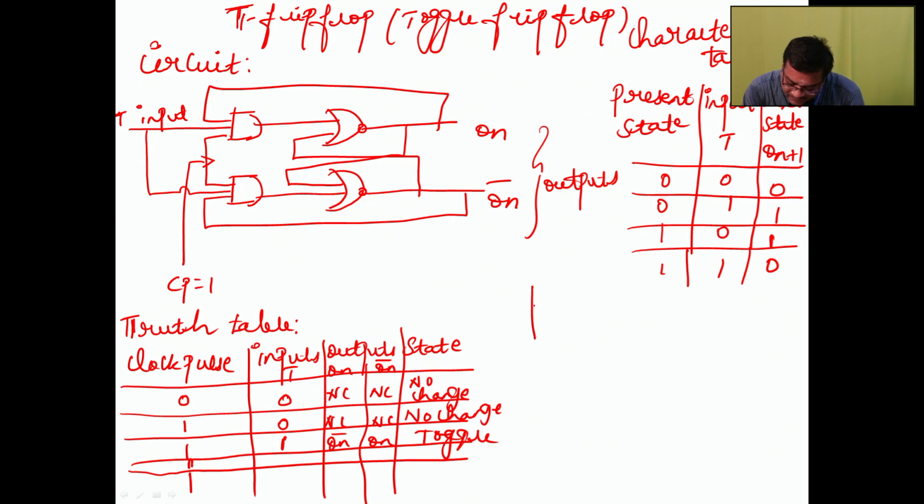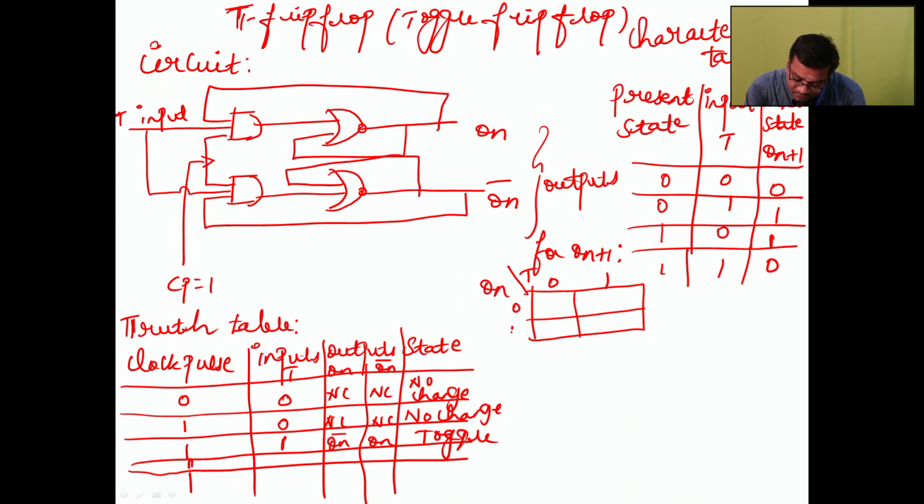So what is the characteristic equation we will get for Qn plus 1? For Qn plus 1, Qn and T, cells 0, 1, 2 and 3: for 0 0, the output is 0; 0 1, the output is 1; 1 0, the output is 1; 1 1, the output is 0. So we will get isolated grouping: Qn plus 1 equals Qn bar into T plus Qn into T bar. So automatically we get Qn exclusive OR T.